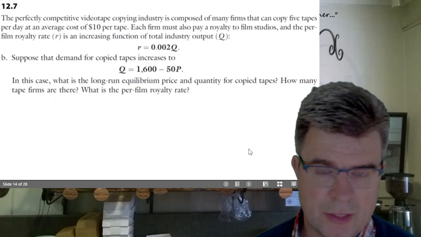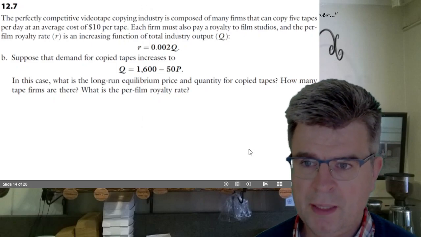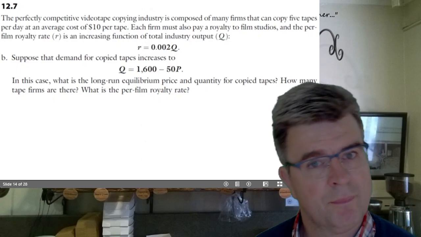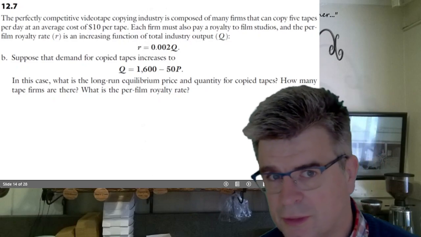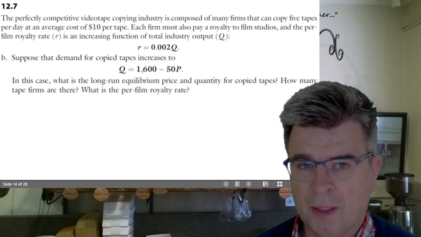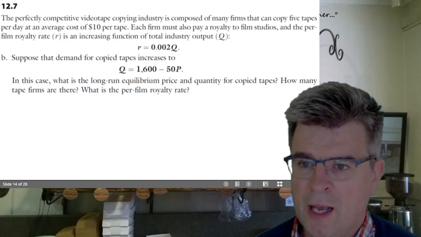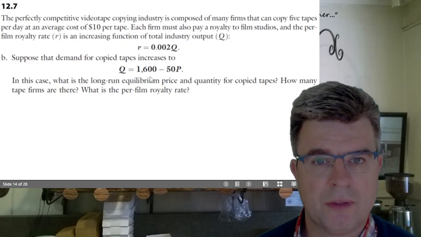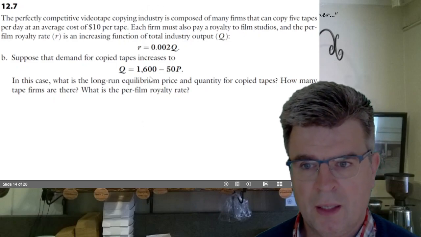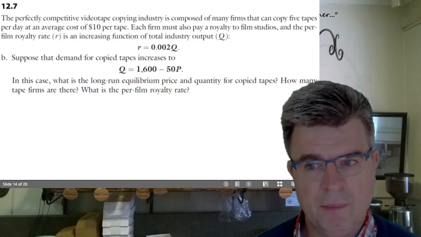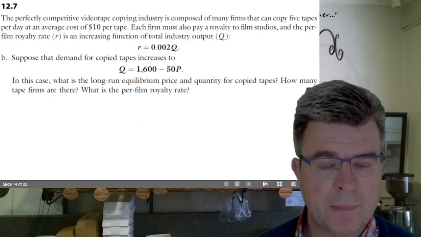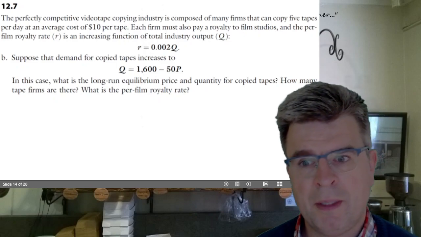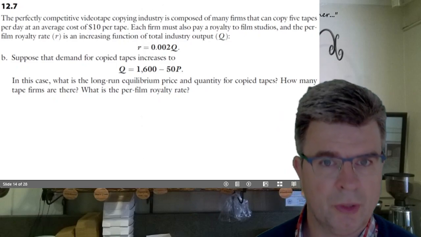And we can continue with exercise question B. Suppose that the demand for copied tapes increases. It's hard to imagine, but there is an uptick in the demand for videotapes. And the new demand function is 1600 minus 50p. The question is, in this new situation, what is the long run equilibrium price and quantity, how many tape firms will there be, and what is the per film royalty rate?